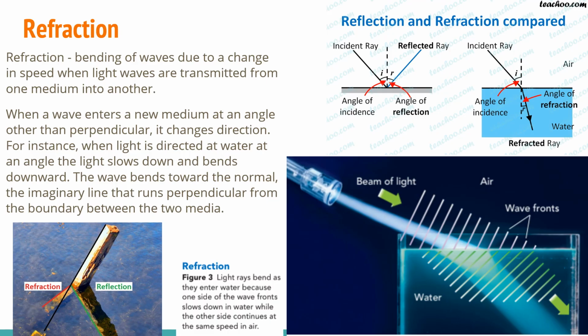So here we have an image, Figure 3. Light rays bend as they enter water because one side of the wave front slows down in water while the other side continues at the same speed in air.